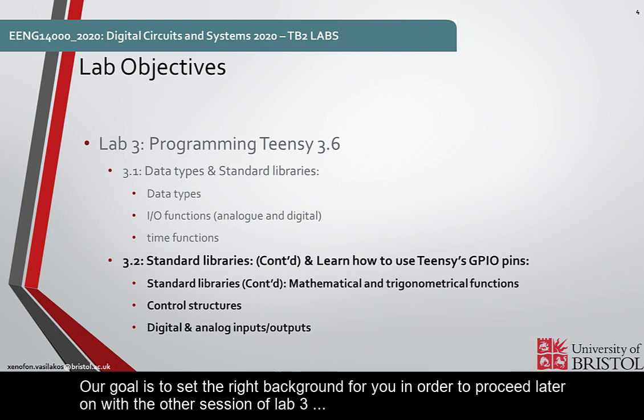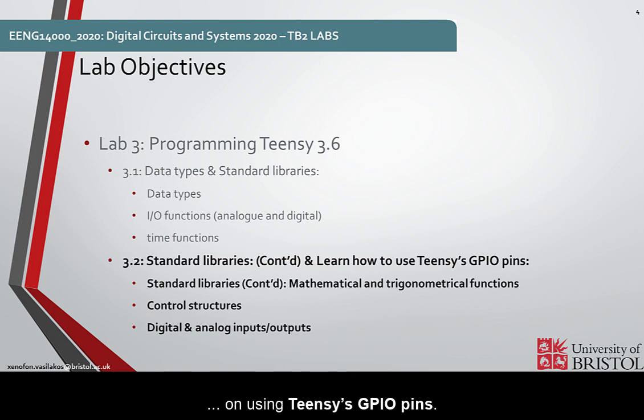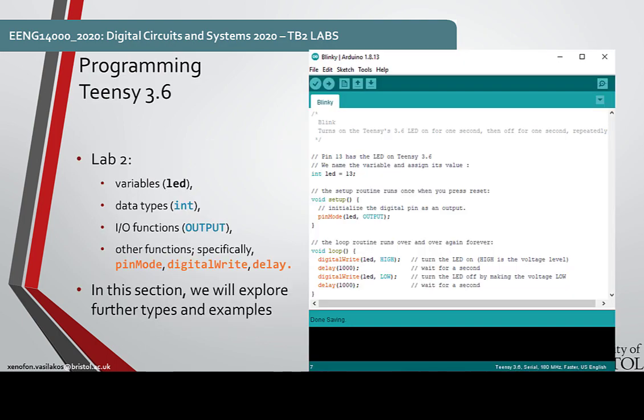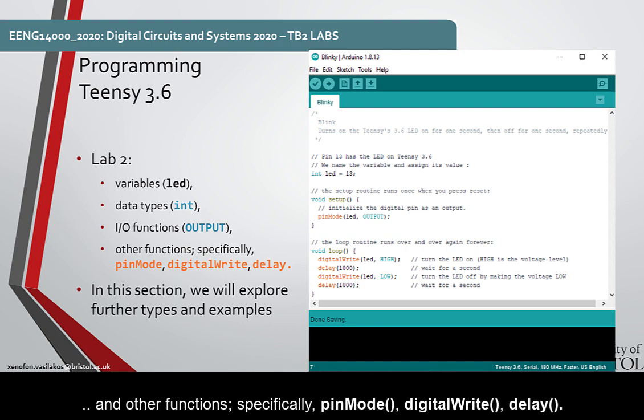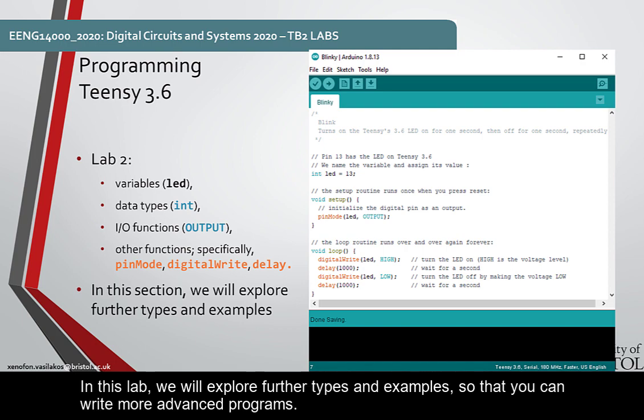Our goal is to set the right background for you in order to proceed later on with the other session of Lab 3 on using Teensy's GPIO pins. Lab 2 introduces you to variables, for example LED, data types, for example int, I/O functions, like output, and other functions, specifically pin mode, digital write, and delay. In this lab, we will explore further types and examples, so that you can write more advanced programs.